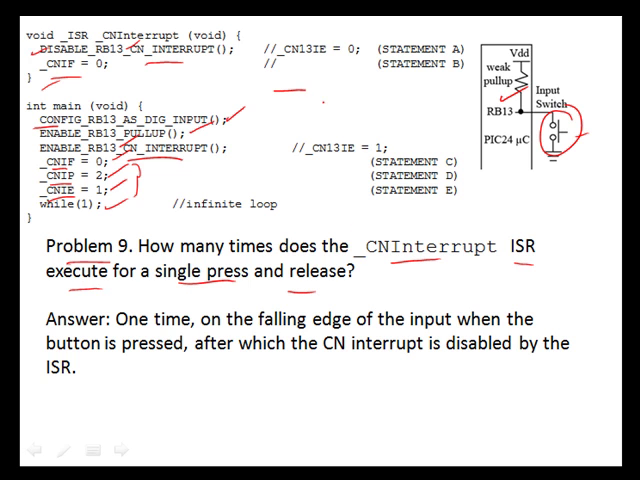Well, initially, the input is high. When we press, we're going to get a high to low transition. That's going to cause a change notification interrupt, and so the ISR will execute. Once the ISR executes, we're going to disable this interrupt, clear the flag, and exit.